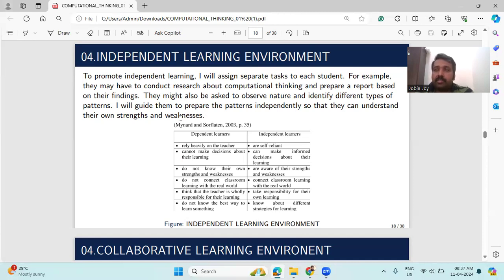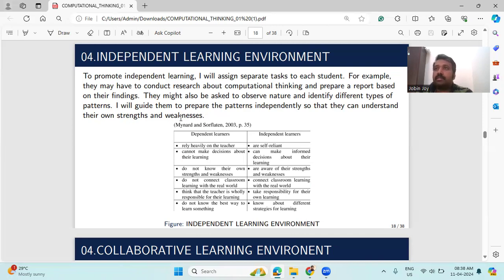So again, this activity is a very good example, because students are designing some patterns based on nature observation. That means they are connecting the real world into the classroom, or the classroom into the real world, or vice versa. That is one of the main advantages of independent learners. But dependent learners do not connect classroom learning with the real world. And the next point is very relevant: independent learners take responsibility for their own learning.